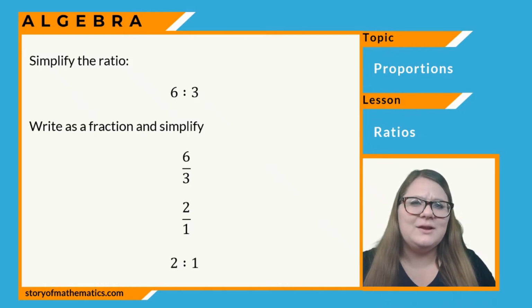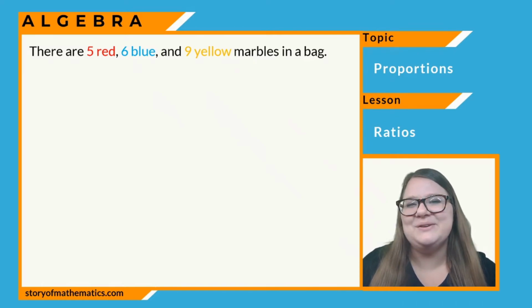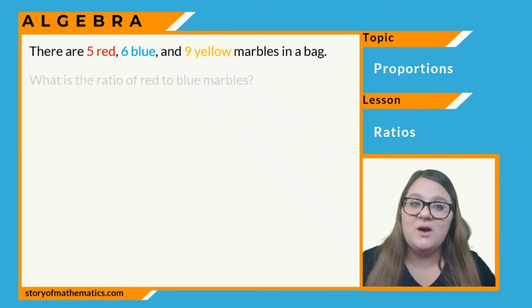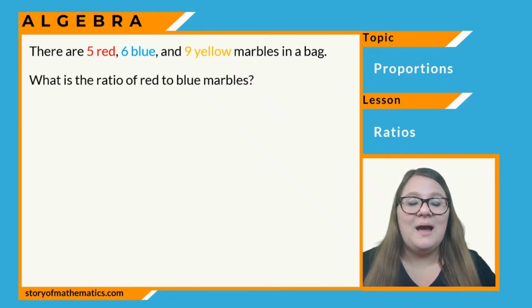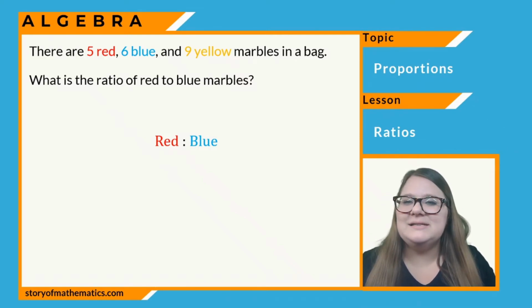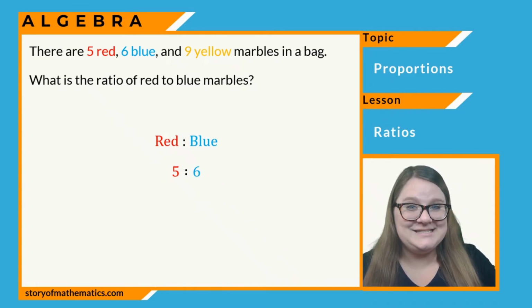Now, let's take a look at a word problem. Let's say there are 5 red, 6 blue, and 9 yellow marbles in a bag. We want to first know what is the ratio of red to blue marbles. Well, I'm going to write this in the format red to blue with the colon. So red, well, there are 5 red marbles, and there are 6 blue marbles. So I can write it as 5 to 6.